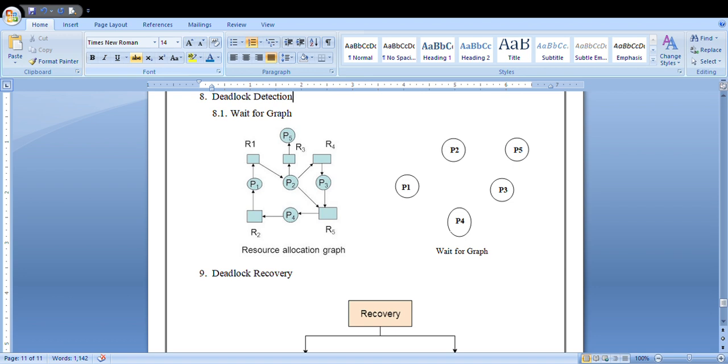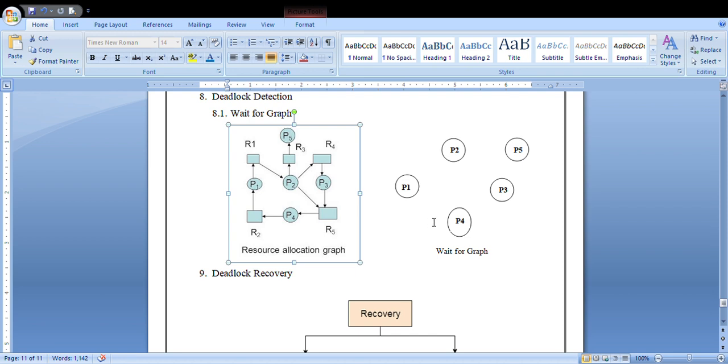For deadlock detection, you make use of two graphs. One is the resource allocation graph and another one is the wait-for graph. The resource allocation graph, along with the processes, will consist of the resources. What resources are allocated to the process will be demonstrated in the graph. So this first figure depicts the resource allocation graph for 5 processes.